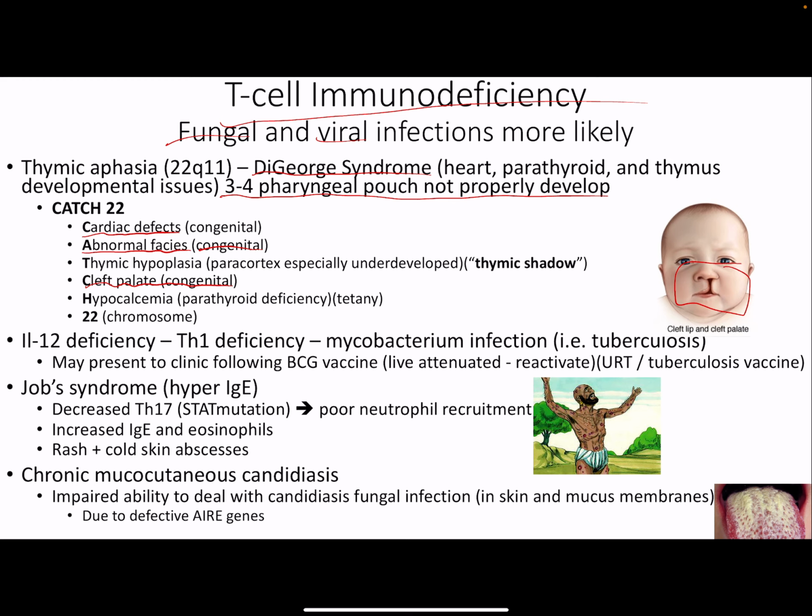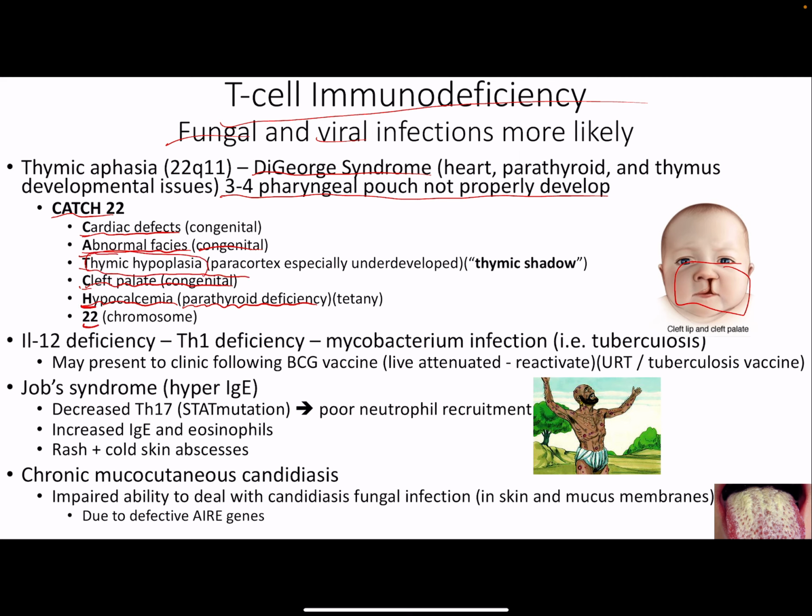And you either don't have a parathyroid or your parathyroid's not fully formed. Parathyroid creates parathyroid hormone, which is going to raise your calcium levels. And so if you don't have this, then you're going to be hypocalcemic. So this is all CATCH-22. And then the main one, thymic hypoplasia.